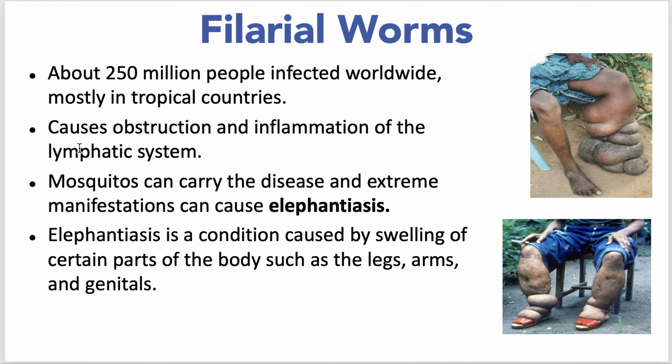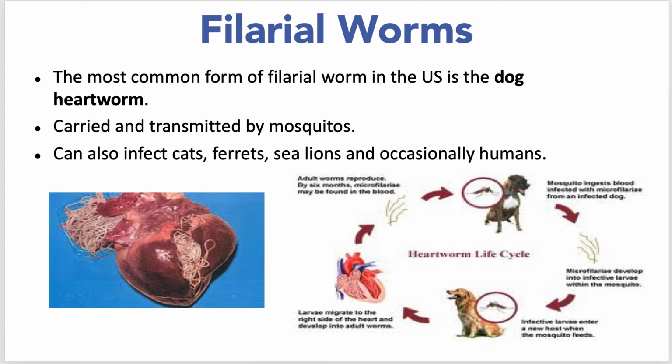All right. Next up is filarial worms. About 250 million people are infected worldwide, and mostly in tropical countries. They cause an obstruction and inflammation of the lymphatic system, and mosquitoes can carry these guys and carry the disease, and extreme manifestations of this can cause elephantiasis, which is what you're seeing in these pictures. All right, elephantiasis is a condition caused by the swelling of certain parts of the body, such as the legs, arms, and genitals. Right? Not something you really want.